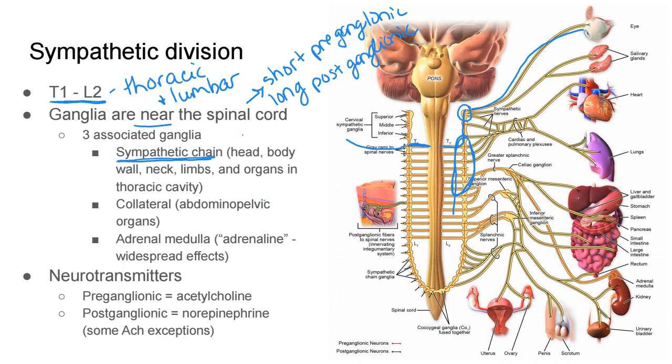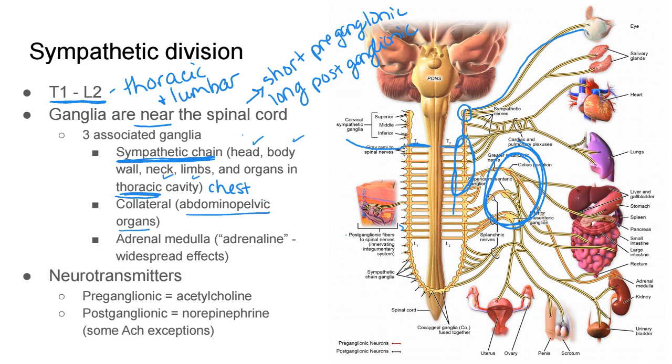So the nerves that go through that sympathetic chain ganglia are going to control things in the head, the body wall, neck, limbs, and the thoracic cavity, so chest organs. The ones that go through the collateral ganglia, which are these 3 right here, are controlling the abdominopelvic organs.